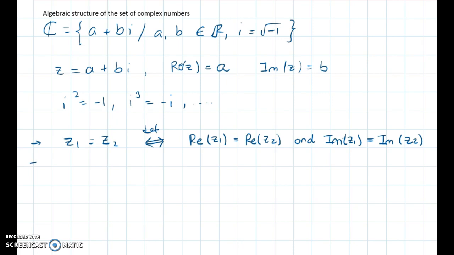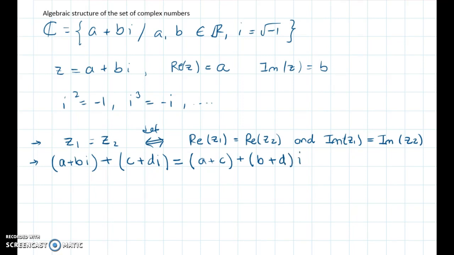To sum complex numbers, we have the following definition. Let's say we are trying to sum a complex number a plus bi plus a complex number that I'll call c plus di. So this sum is going to give a new complex number. The real part is going to be the sum of the real parts, so a plus c, and the imaginary part is going to be b plus d, so the sum of the imaginary parts.